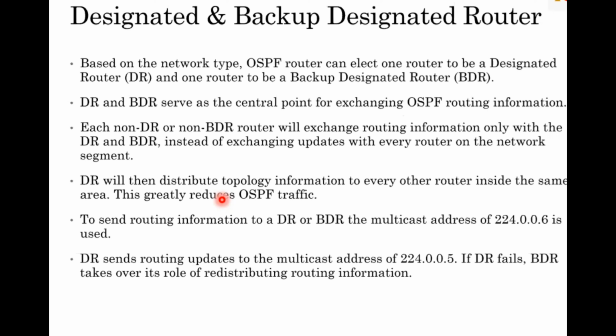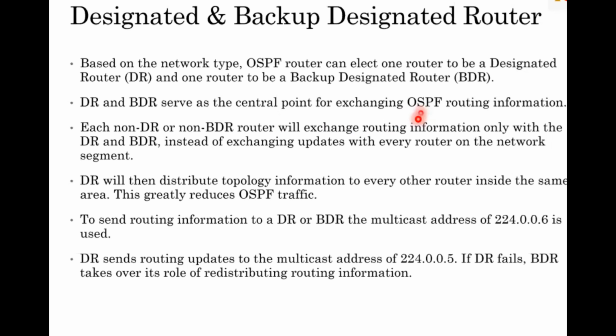Now OSPF uses these concepts called designated router and backup designated router. Based on the network type, an OSPF router can elect one router to be a designated router and one router to be a backup designated router. DR and BDR serve as the central point for exchanging OSPF routing information. So basically, in a routing environment, one of the routers will be the designated router. That router will be responsible for exchanging all these database informations. And in case this router fails, another router will work as the DR, that is called BDR, backup designated router.